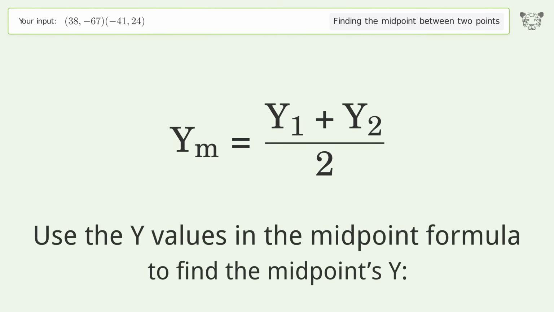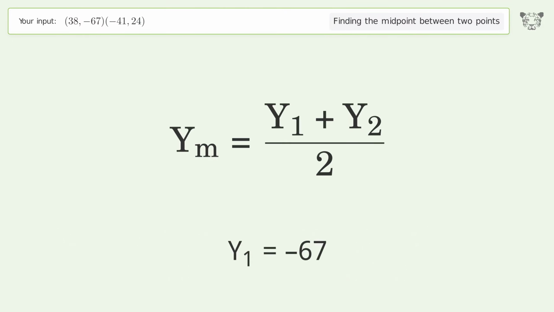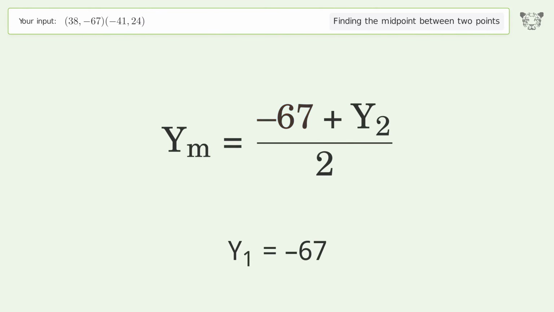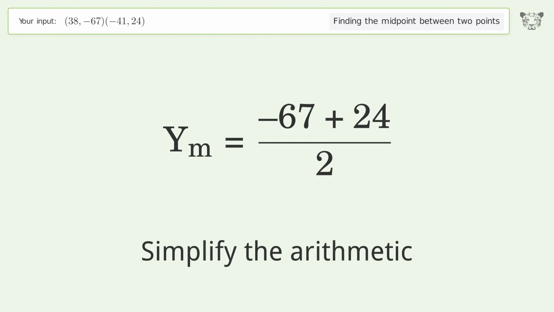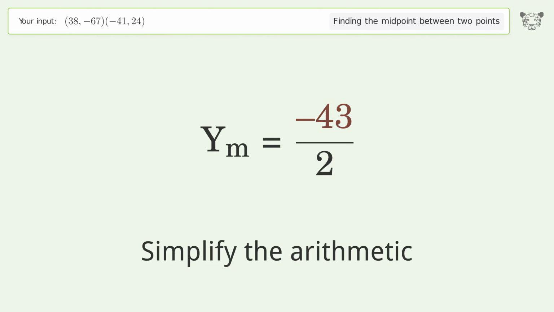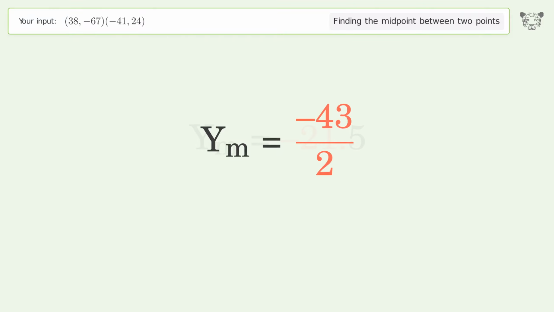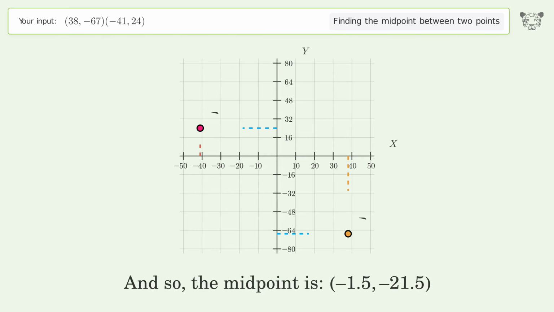Use the y values in the midpoint formula to find the midpoint's y. y1 equals -67. y2 equals 24. Simplify the arithmetic. And so, the midpoint is -1.5, -21.5.